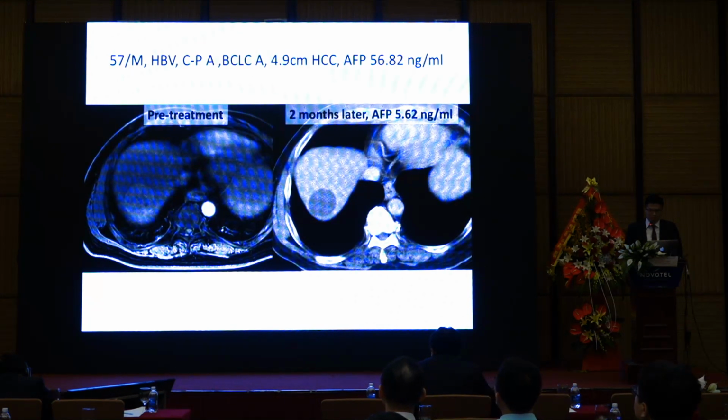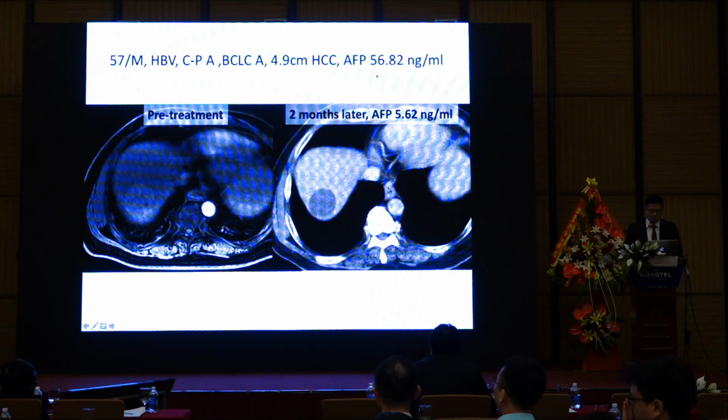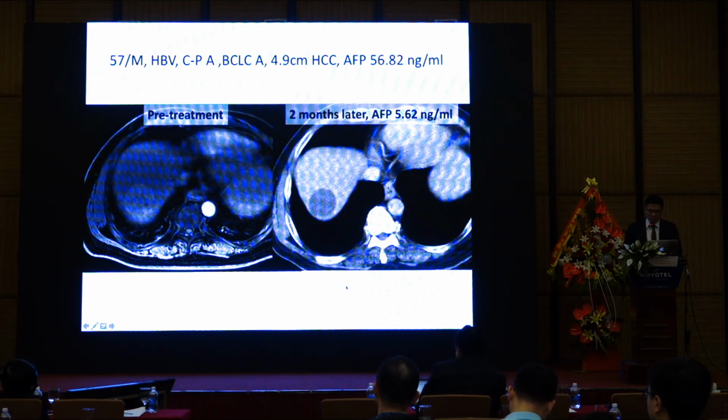This is a case of a 47-year-old male. As you can see, pre-treatment there is a hypervascular tumor of nearly 5 centimeters in the liver dome. After the drug-eluting bead TACE treatment, 2 months later, the alpha fetoprotein dropped to a nearly normal level. And you can see from the CT scan that there's total necrosis of the tumor. So that is a good case and a good candidate for drug-eluting bead TACE.